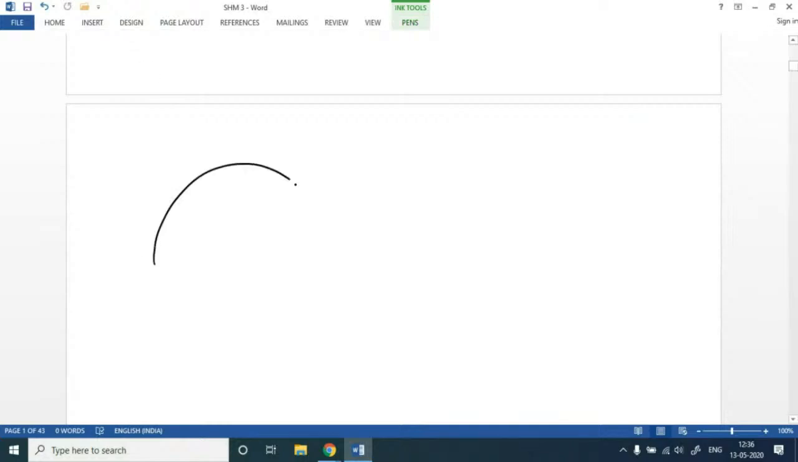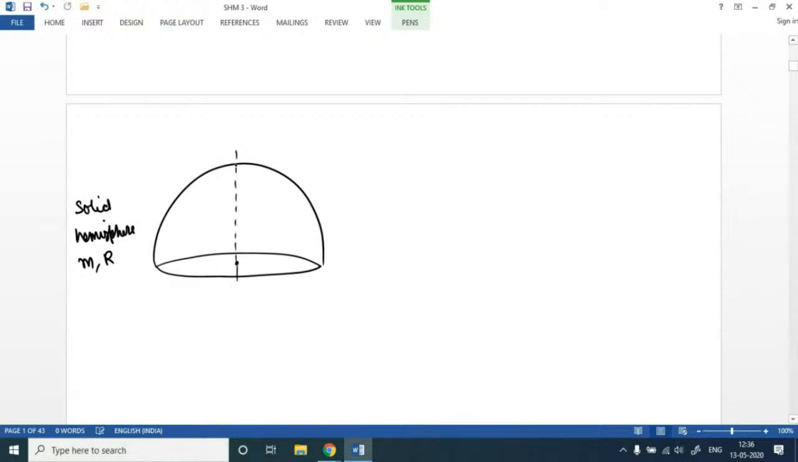Say we have a solid hemisphere of mass m and radius r, and it is suspended by this point. So say this is the axis of rotation.